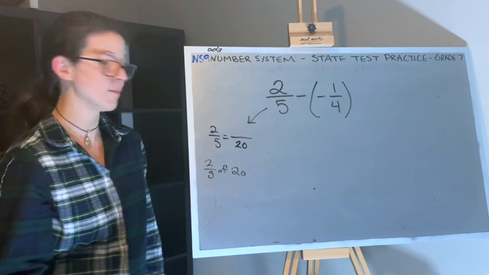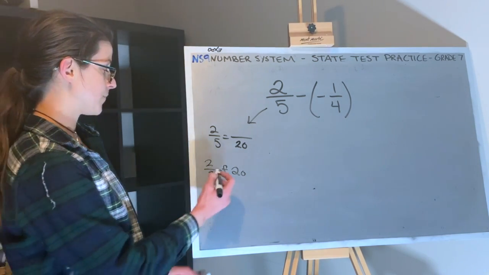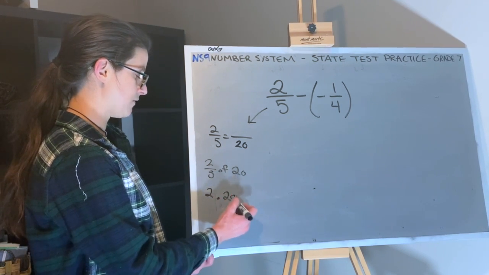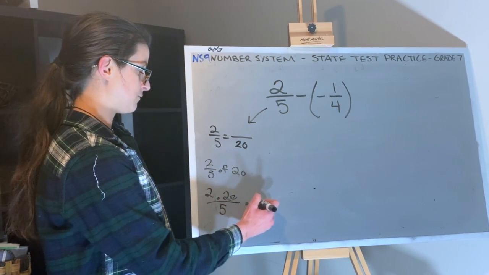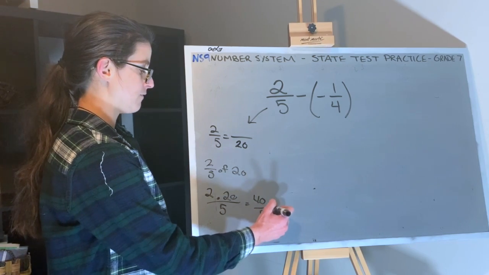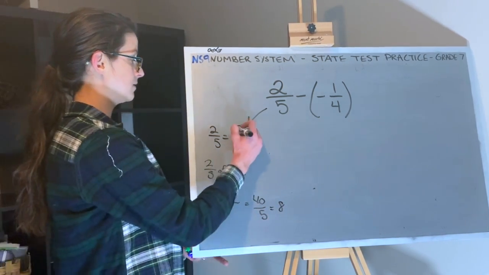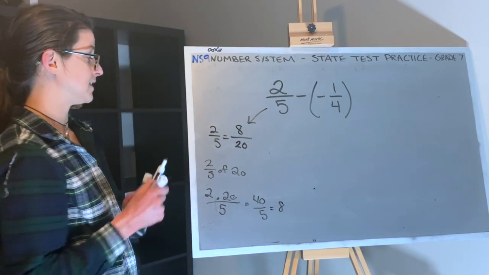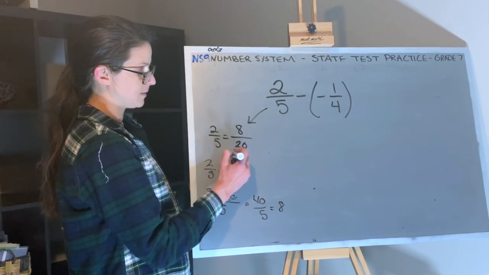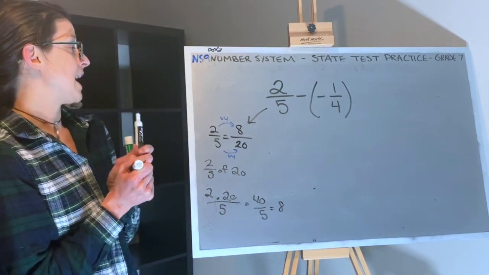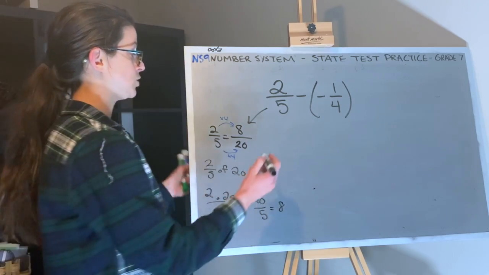Okay, we can think about multiplication here. When we see the word of, it means multiply. So 2 times 20 divided by 5 is 40 divided by 5, which is 8. Or you can think of it as 5 times what makes 20? It's times 4. So 2 times 4 is 8. Regardless, 8/20 is equivalent to 2/5.